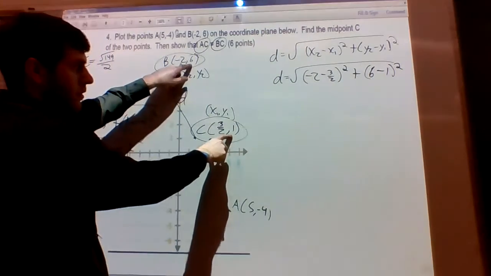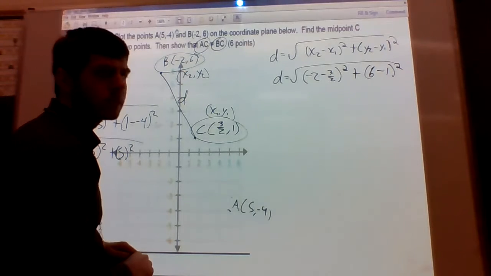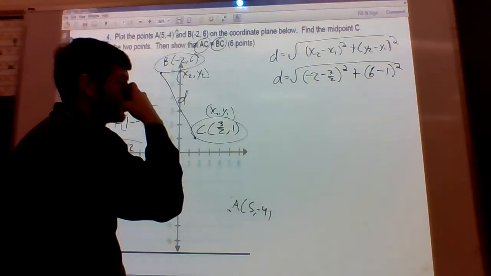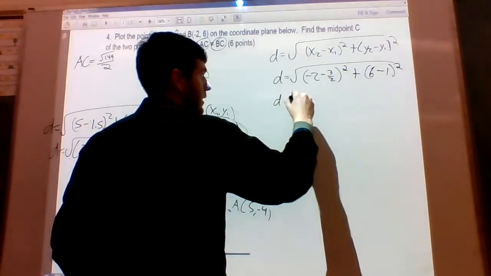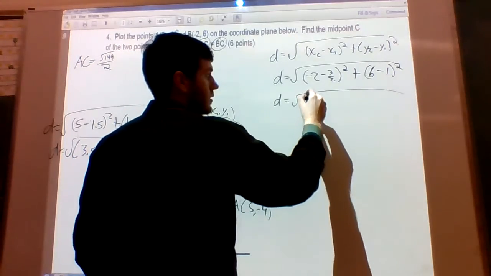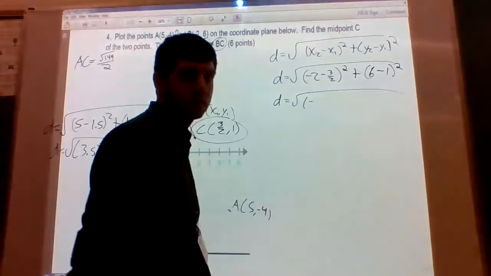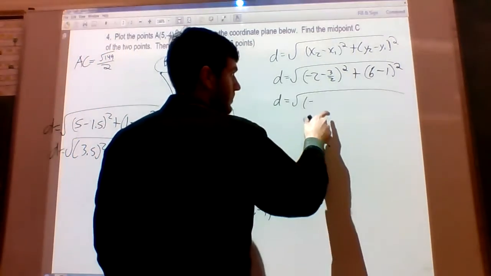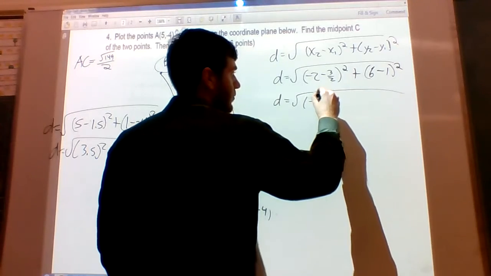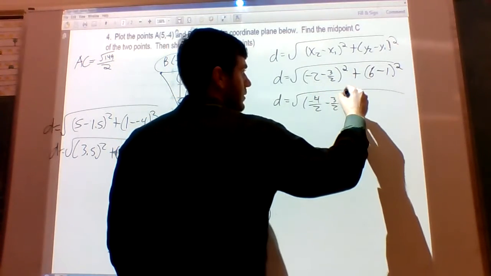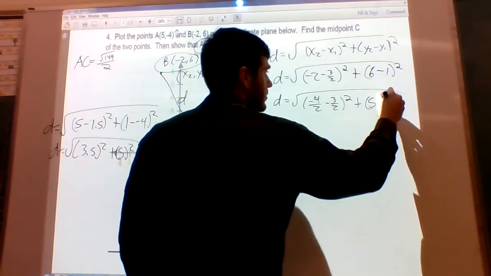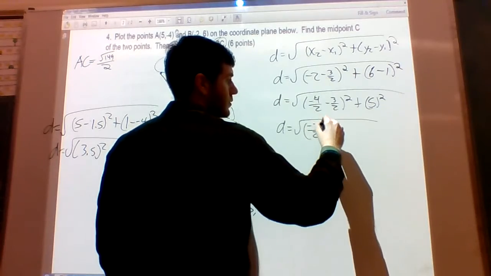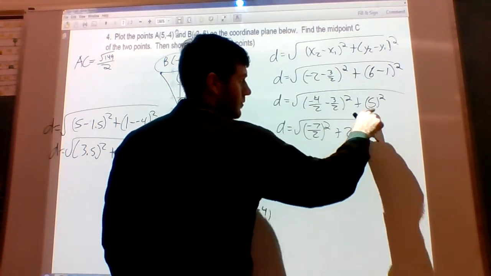6 minus 1, which again is 5, which is going to be the same as the last one. So we're on a really good place right now. If we tried to plug that in the calculator, make that negative 1.5, it'll get you the right answer, but let's just do it out. Common denominator, so negative 4 over 2 minus 3 over 2 plus 5 squared. So d is going to be the square root of negative 7 halves squared plus 25.